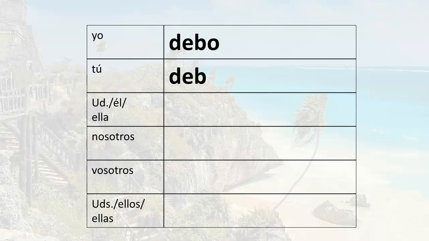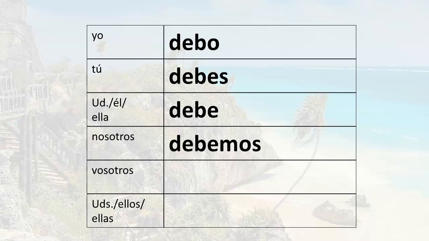Tú, the ending for tú is es. Tú debes, you owe. Usted, él, or ella, the ending is e, debe. So usted debe, you owe. Él debe, he owes. Ella debe, she owes. Nosotros, debemos, we owe. Vosotros, which is used in Spain, debéis. And then finally, the last form, ustedes, ellos, or ellas, deben. Ustedes deben, you owe. Ellos deben, or ellas deben, they owe.